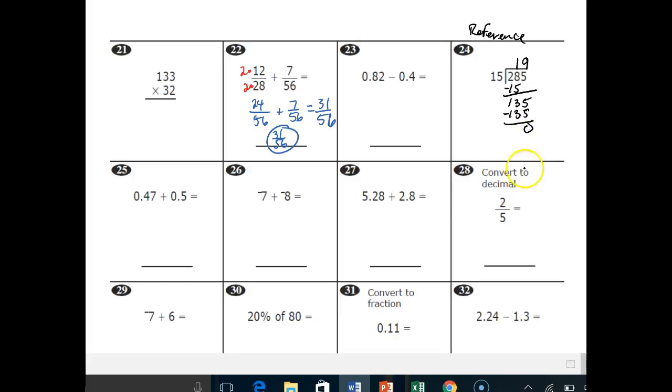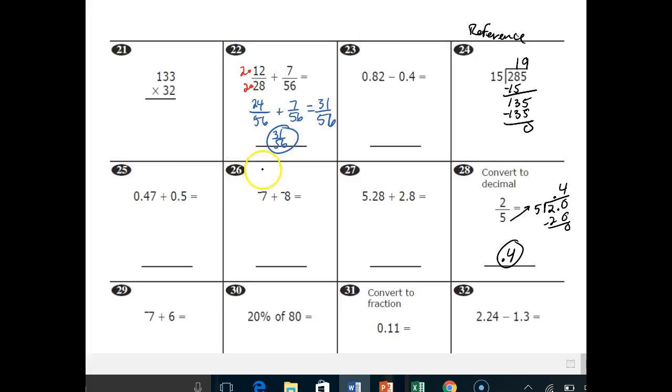Let's do 28. Convert to a decimal again. It should be 5 going into 2, which can't happen. So we say decimal, decimal, 0. 5 into 20 happens 4 times with 0 left over. So 0.4 is your answer.